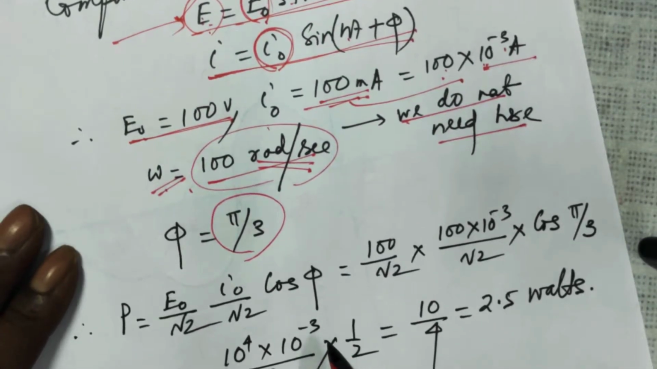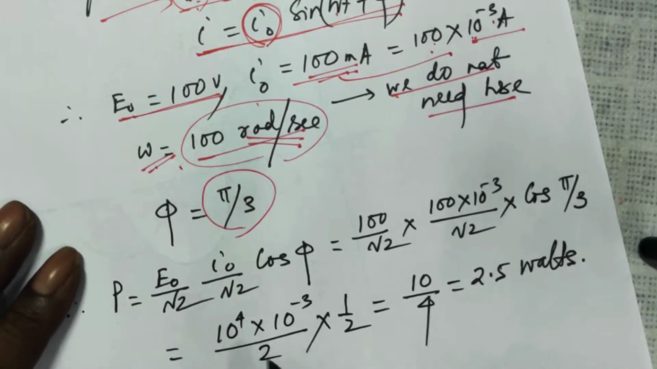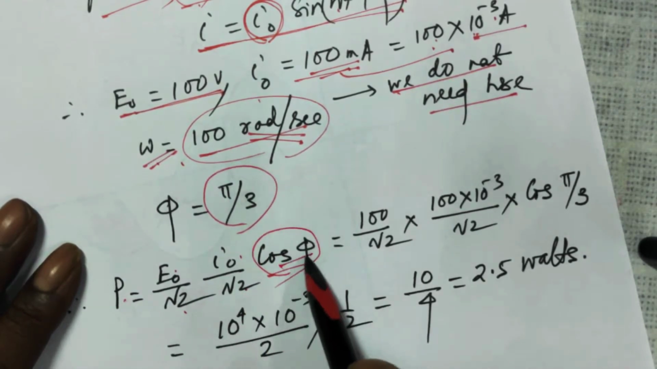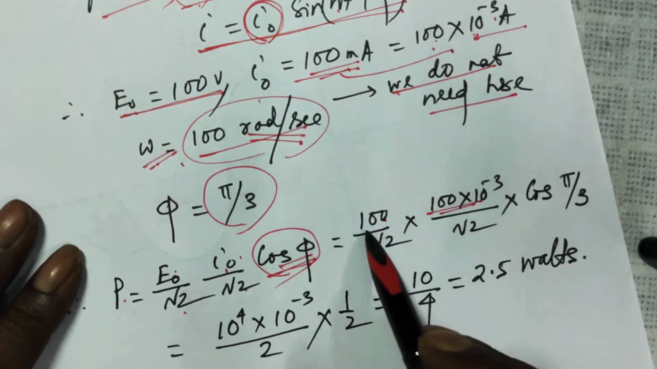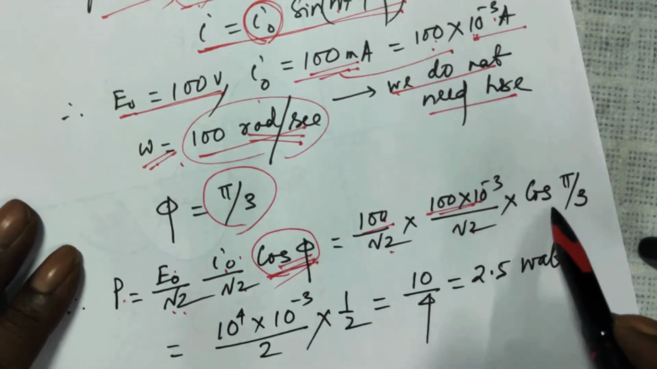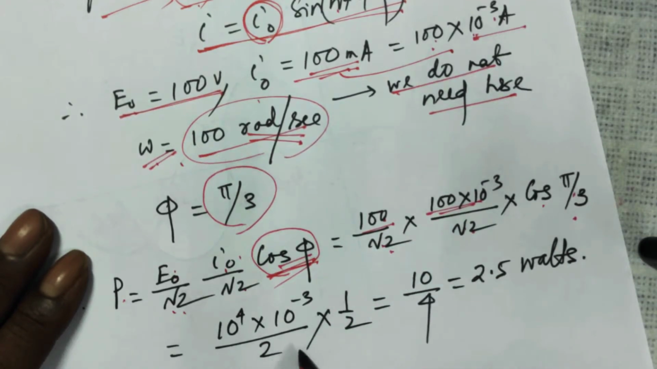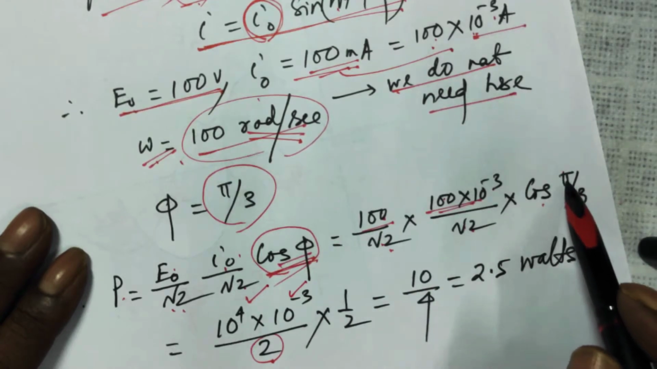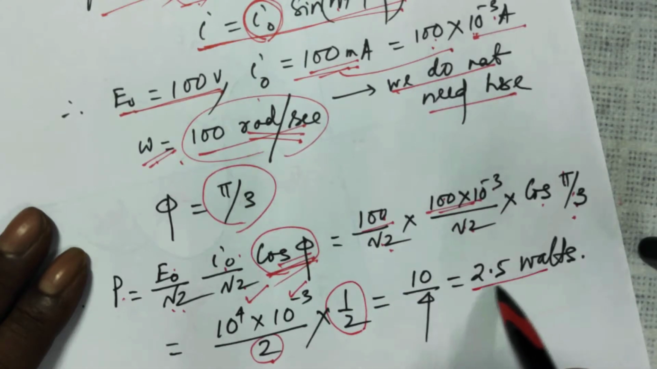Now we had derived in our previous alternating current lessons, the power consumed P was E naught over root 2, I naught over root 2, cos φ, where this cos φ was called power factor. E naught is given, I naught is given as 100 milliampere, cos π/3. So just put the values. Root 2 into root 2 becomes 2. This is 10 to the power 4, this 10 to the power minus 3, cos π/3, that is cos 60, the same thing as half. So we get 10 by 4, that is 2.5 watt.